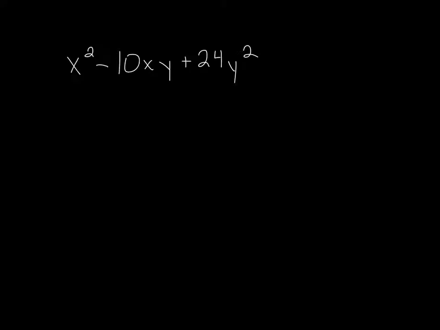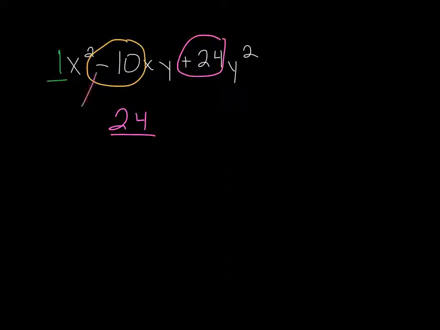Okay, again, A is 1, so we don't have to worry about A. B is negative 10, and C is positive 24. Since C is positive, our signs need to be the same, and they're both going to be negative because B is negative. So negative 1 times negative 24, negative 2 times negative 12, negative 3 times negative 8, negative 4 times negative 6.